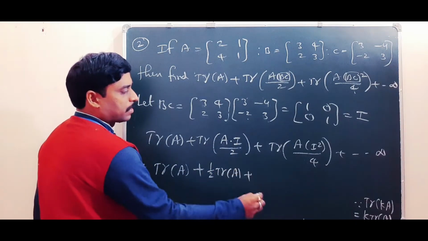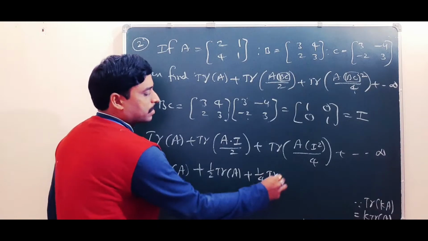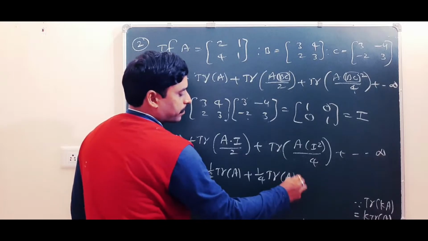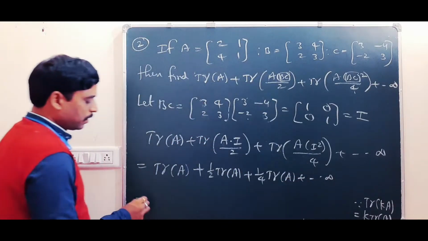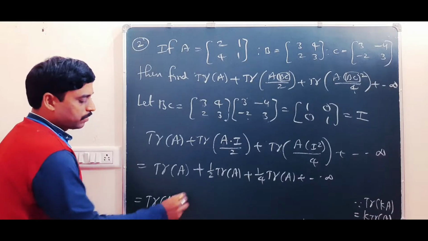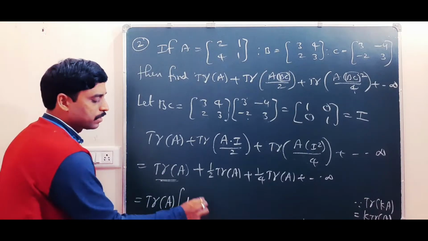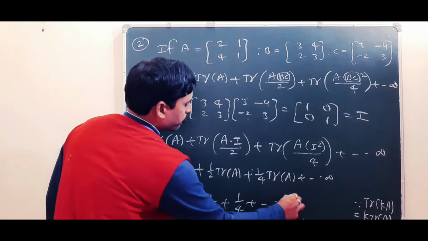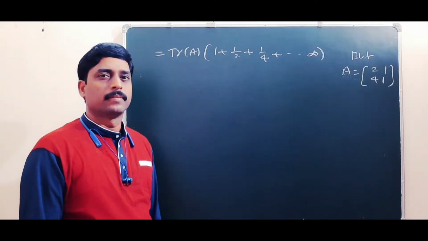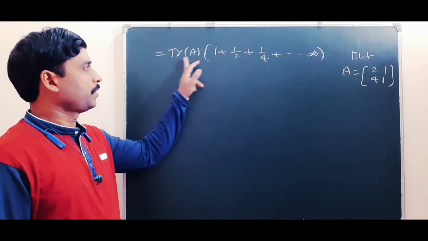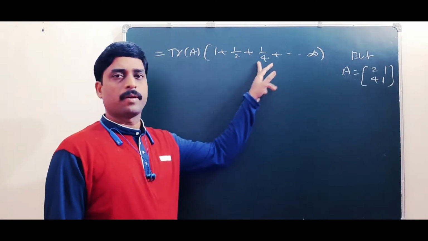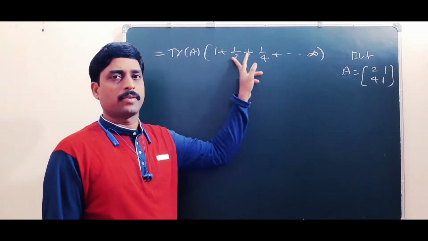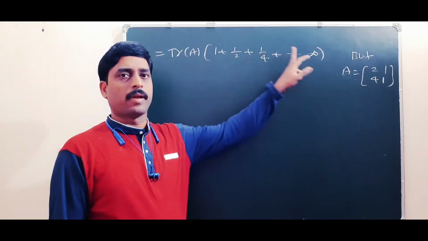In this one, 1 by 4 times trace of A into I square, with I square value I, and A into I is equal to A, and so on up to infinity. In this, take trace of A common: trace of A into 1 plus 1 by 2 plus 1 by 4 and so on up to infinity. So this is an infinite GP. Why? Because the common ratio is equal and this series has infinite terms.